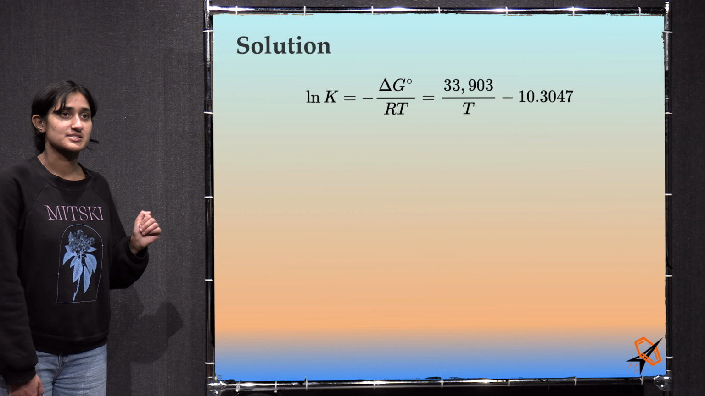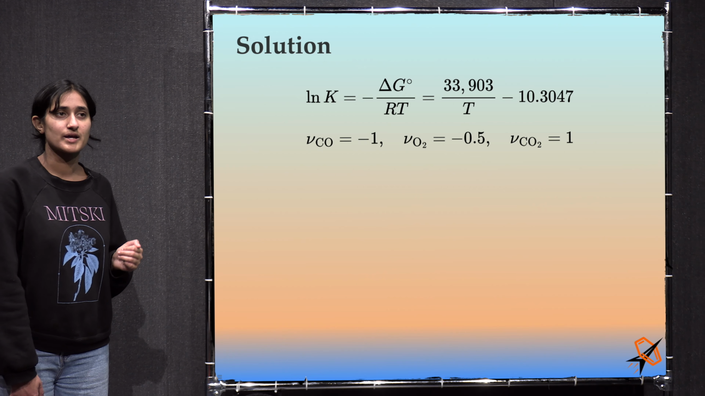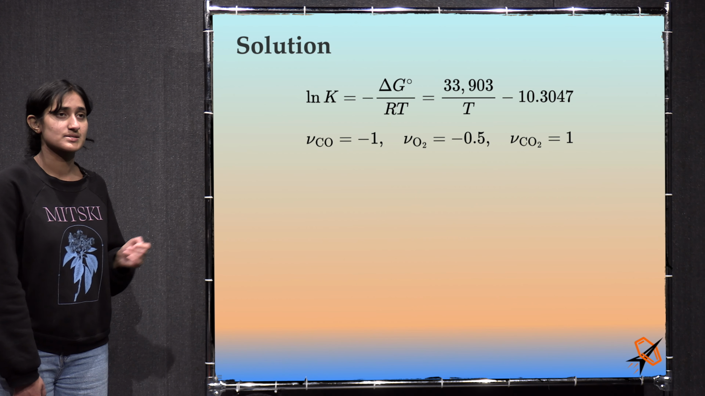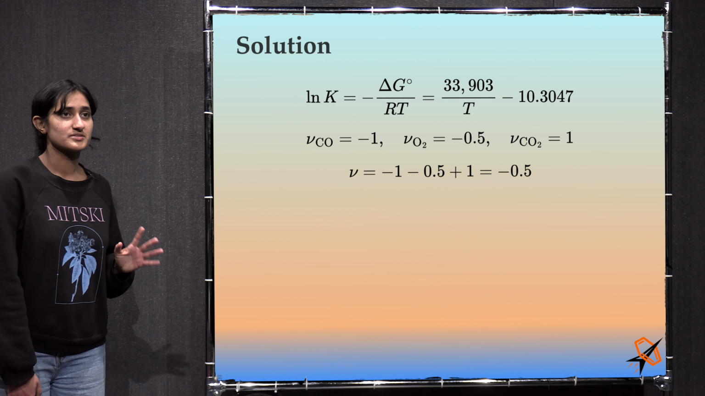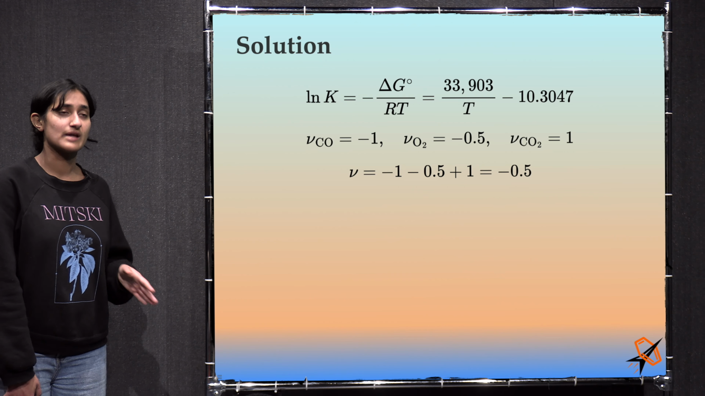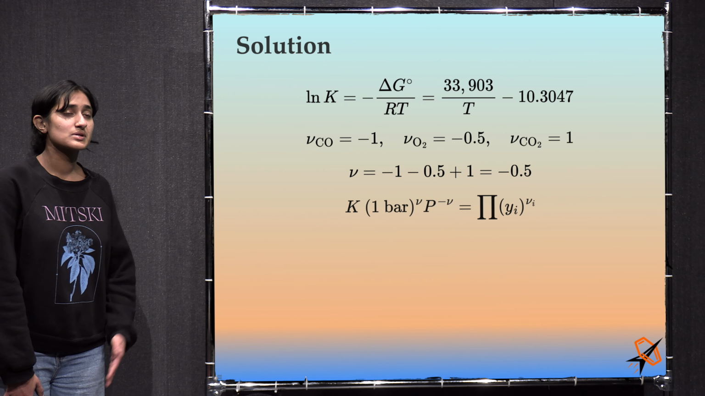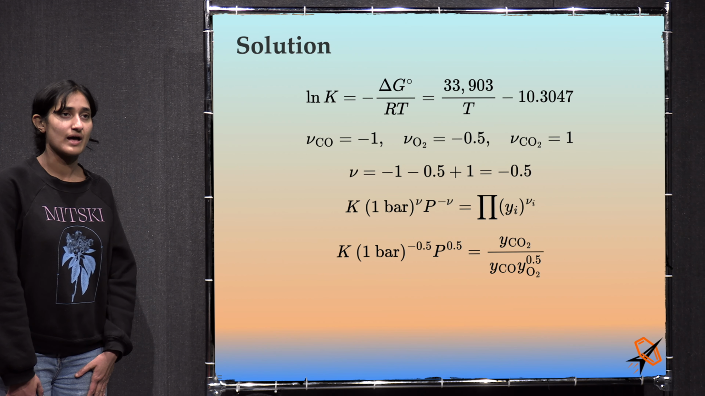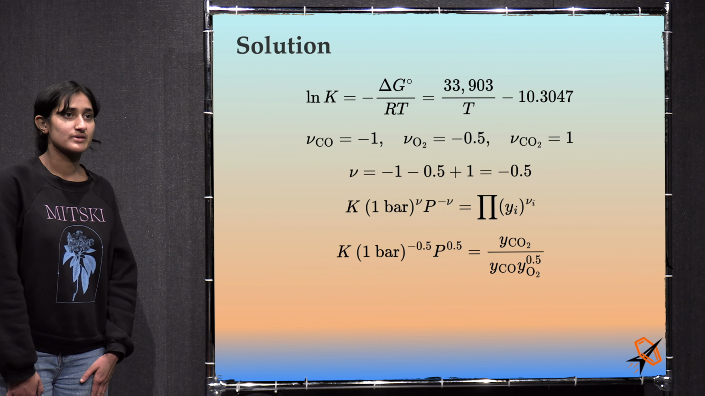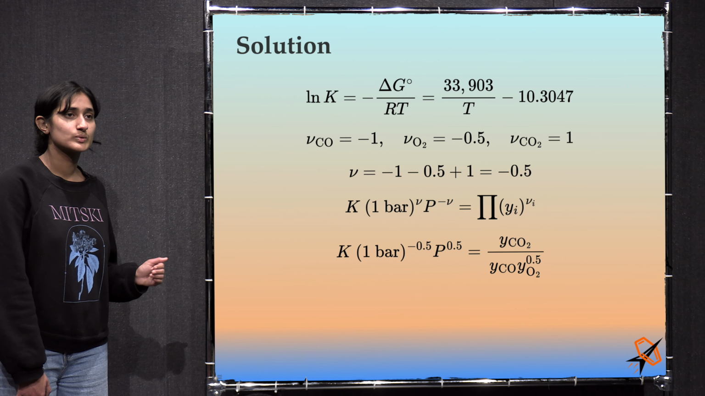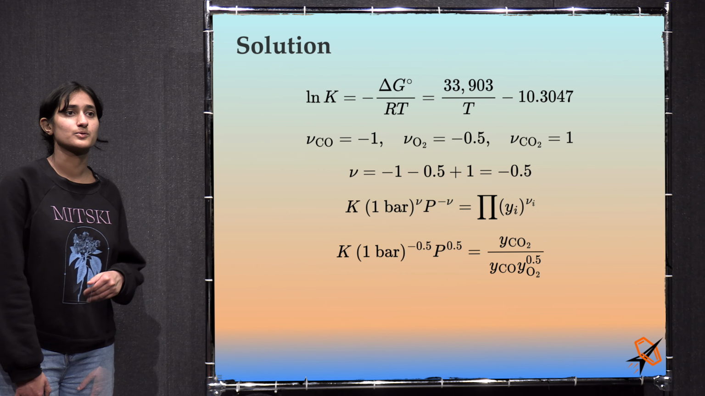From the chemical reaction expression, the stoichiometric coefficient of carbon monoxide is -1, of oxygen is -0.5, and of carbon dioxide is +1. The overall stoichiometric coefficient is -1 minus 0.5 plus 1, or -0.5. Substituting into our expression, we get that the equilibrium constant times 1 bar to the -0.5 times the pressure to the 0.5 is equal to the mole fraction of CO2 divided by the mole fraction of CO and the square root of the mole fraction of O2.